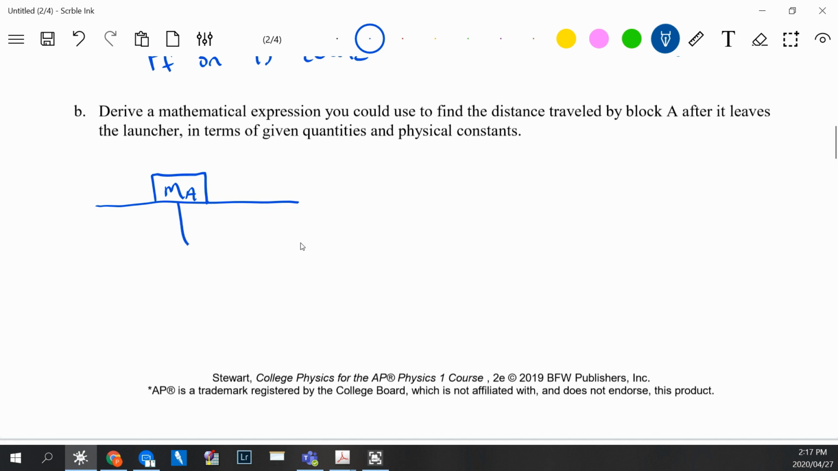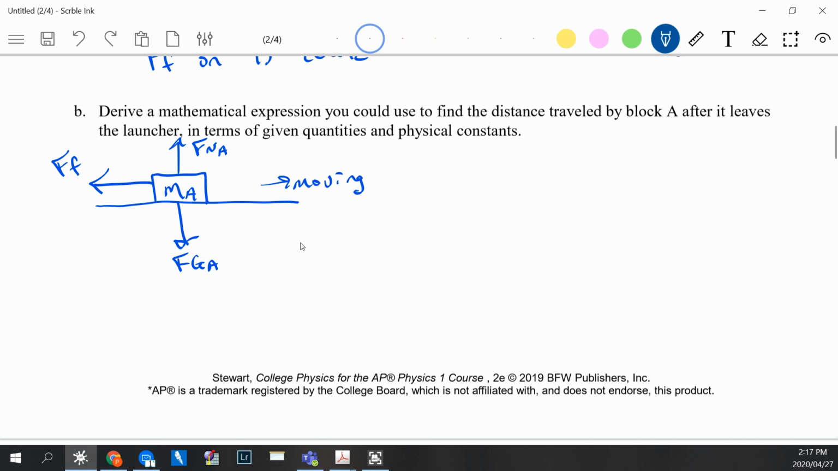I will certainly show the forces, so there'd be a force of gravity on block A. There'd be a normal force on block A. And if I think of it as sliding to the right, then there would be a force of friction to the left. That would be it for forces. It has already left the launcher, so any applied force to get it moving has been removed, as it is now just on its own sliding ultimately to a stop. So this is while sliding, not yet stopped.